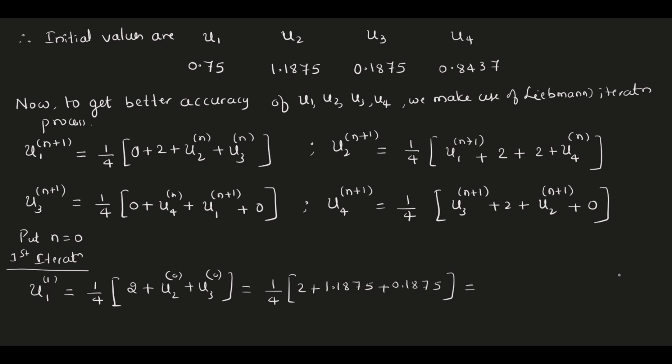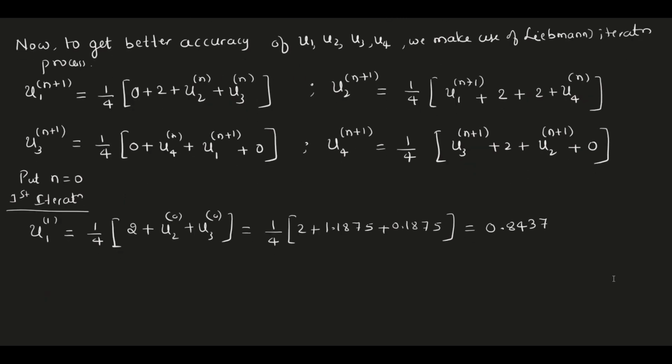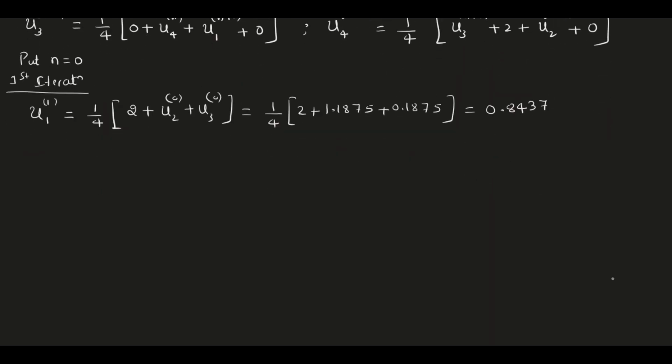Simplified. So when you simplify it, what happens? You will get 0.8437. Yes, check using scientific calculator. Now next, u2 of 1. u2 of 1 is equal to 1 by 4.